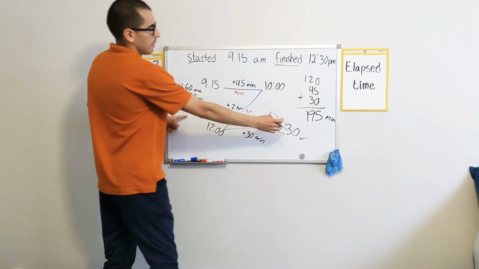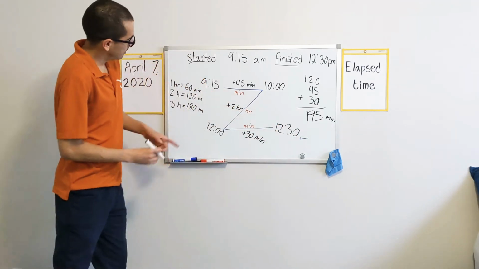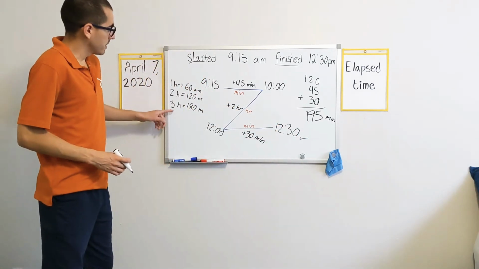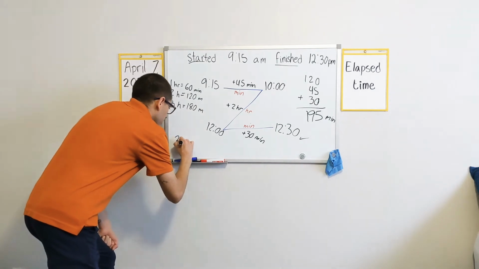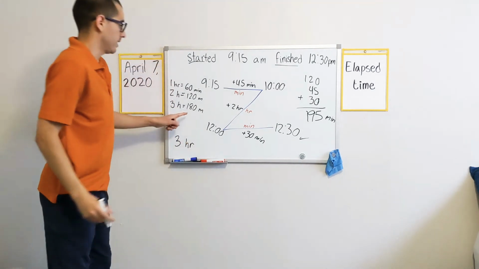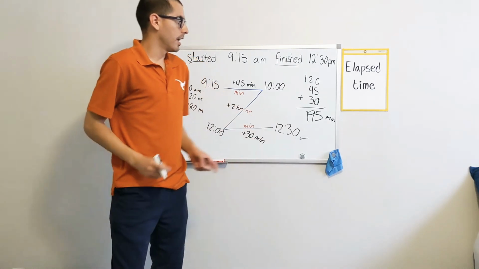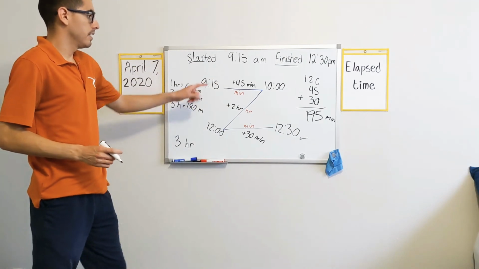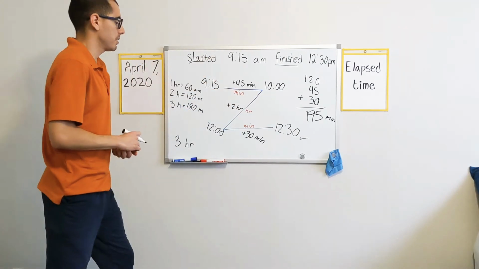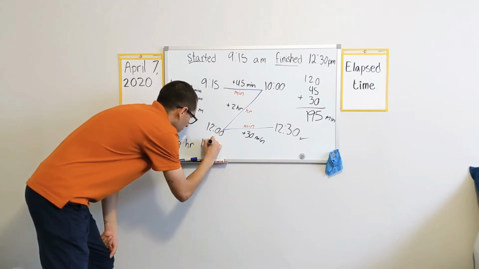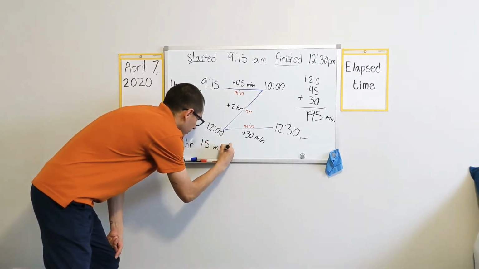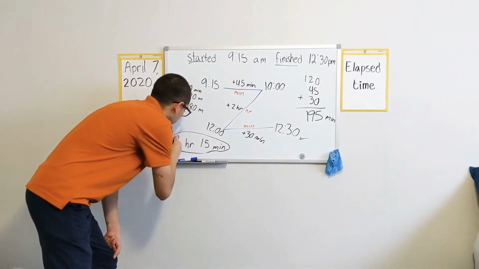I know that if I'm going to go to 195, there's no more hours that fit in that, which means I'm going to have 3 hours. And to get from 180 to 195, so plus 10 to get to 190, plus 5 more to get to 195. So it's 3 hours and 15 minutes.